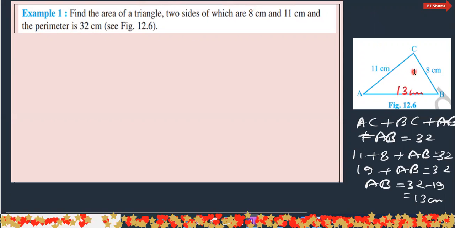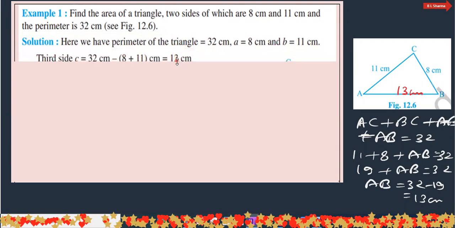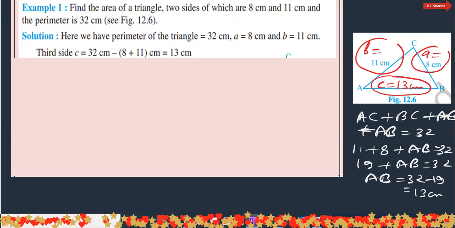अब हमारे पास तीनों साइड आ चुकी है, 8 centimeter, 13 centimeter, and 11 centimeter. And now we can use here Heron's formula. So what are the steps? First of all, we have to find out the three sides. So the third side is 13 centimeter. A is 8 centimeter, then B is 11 centimeter, and the third side C is 13 centimeter. Heron's formula can be applied if we have three sides of the given triangle.